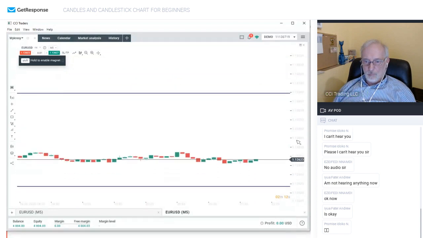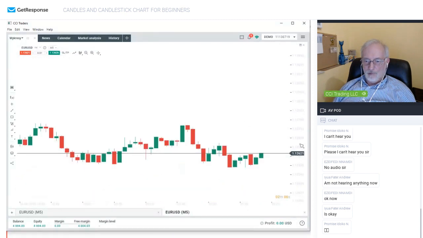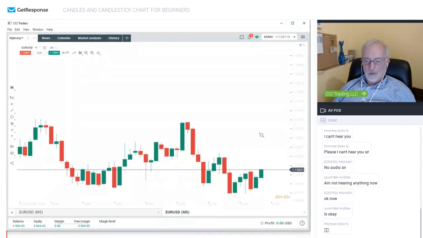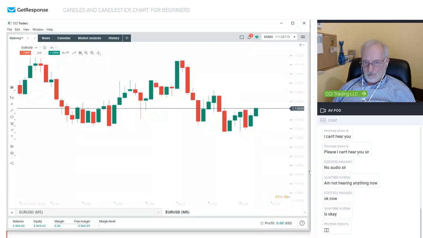I must spread it a bit more. Okay. This is now our 5-minute chart. And from the daily, I know that the market is bearish because we had a big red bearish candle. So what can we do?